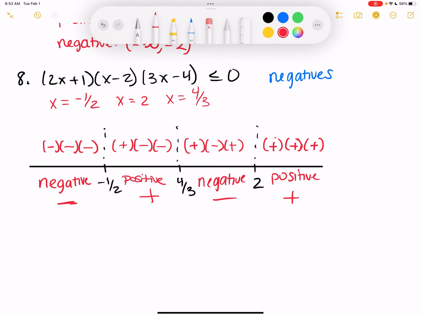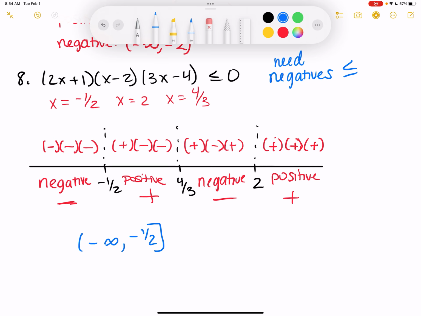All right, so we need negatives. Only the negative region zeros work. For this particular problem, we need negatives because it's less than or equal to. So our solution then would be negative infinity to negative 1/2. Now, because it's less than or equal to, 0 works, so I'm going to include it. If it was just less than, it would have been a parentheses instead, and I would not have included it. Wait, can you repeat that?